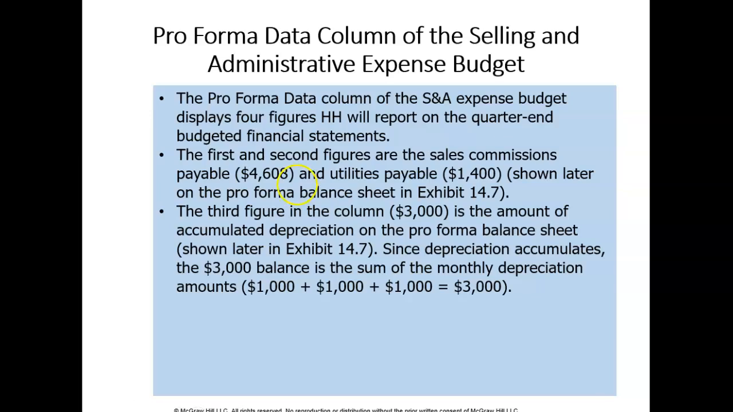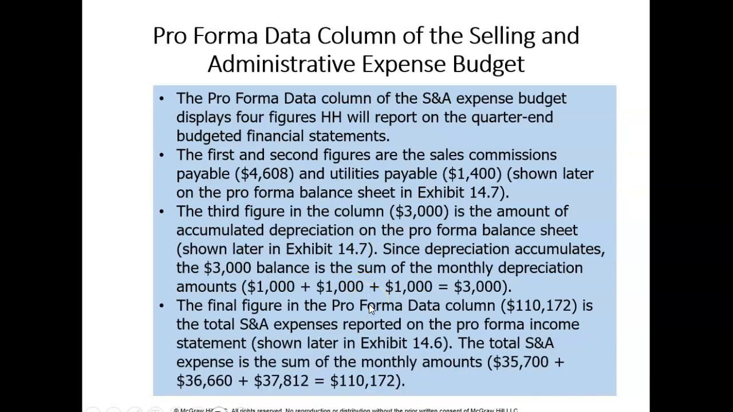Okay, so this just gives you written information of what we just covered. It's showing the sales commission payable, utilities payable. So any type of payable that we have at the end of the period will be shown on the balance sheet. Accounts such as accumulated depreciation, which is a contra asset account, will also be shown on the balance sheet under your asset category.